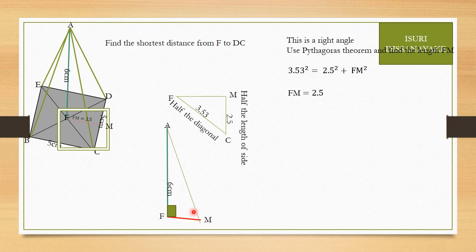Now we can find the angle which FM creates with AM, such angle AMF. Using the tan ratio, with opposite length 6 centimeters and adjacent length 2.5 centimeters, theta equals 67.3. Angle AMF is 67.3.